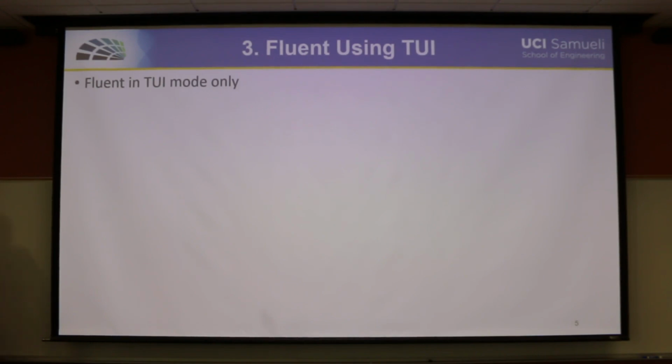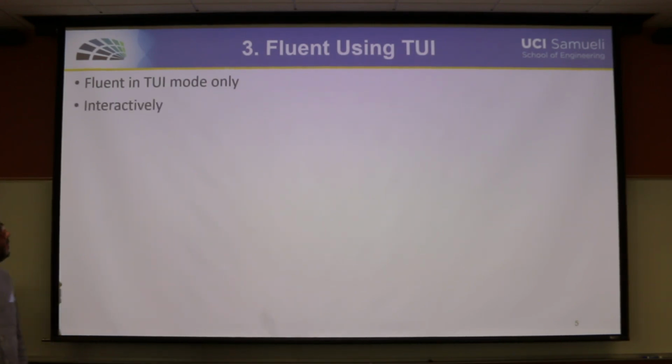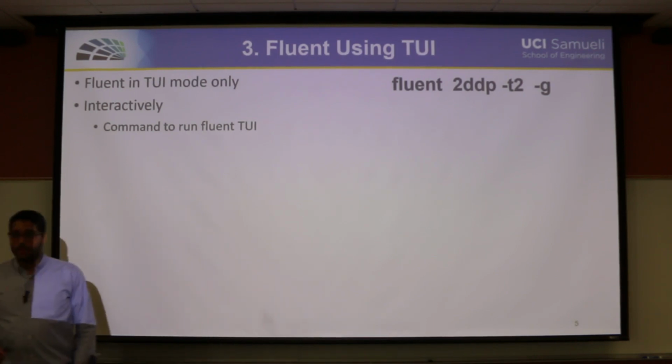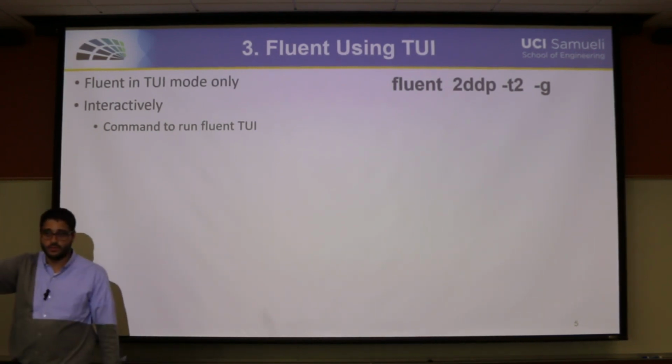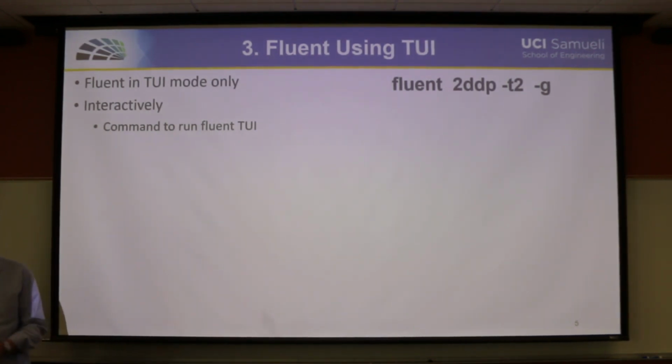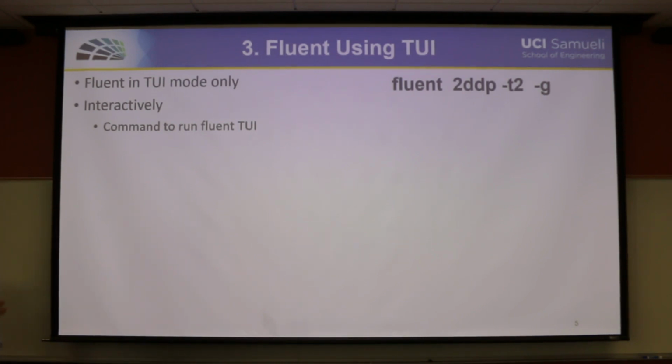Fluent in TUI mode only. Now we will be using Fluent in a text user interface only, without the graphical user interface. Doing so interactively, first of all, you need to open Fluent, because remember, in the previous example, I opened Fluent from the shortcut. Now I don't have a shortcut or anything, so I would like to open Fluent from a command window. What should I do? You should be in the directory where Fluent is installed, or in HPC you should load the module, and just keep that in mind.